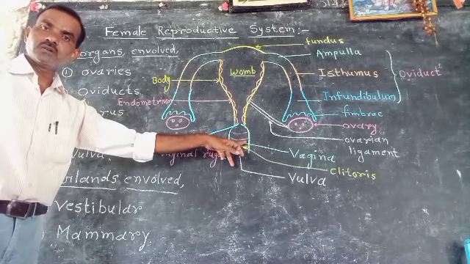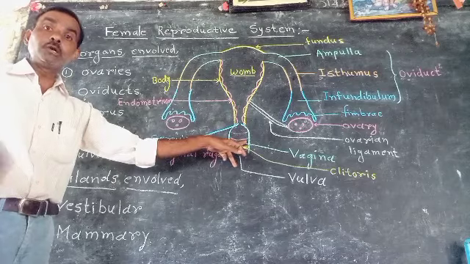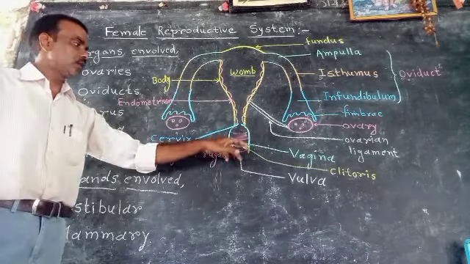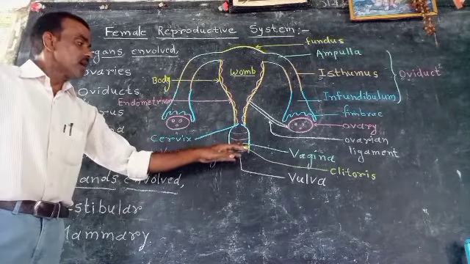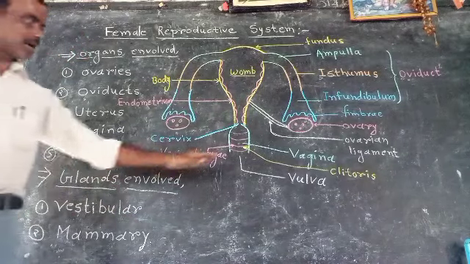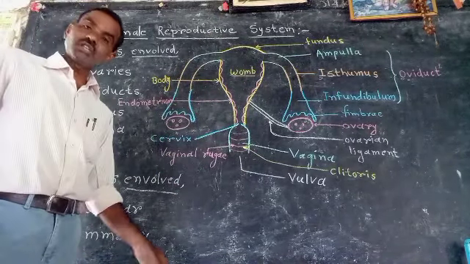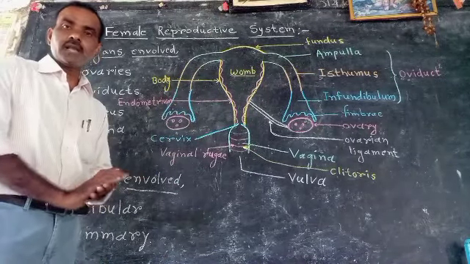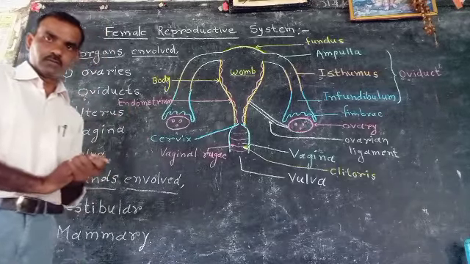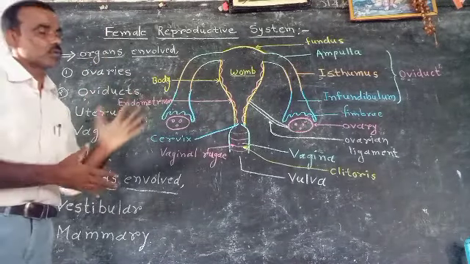The vestibular glands secrete a fluid which acts as a lubricant, easing the copulation process. And last, the mammary glands, present in the thoracic or chest region, secrete milk after childbirth.